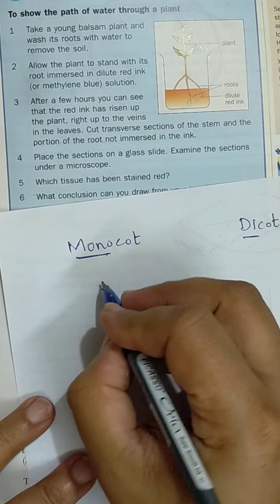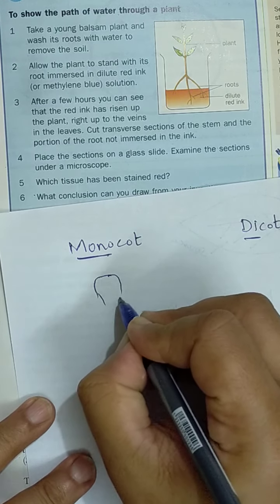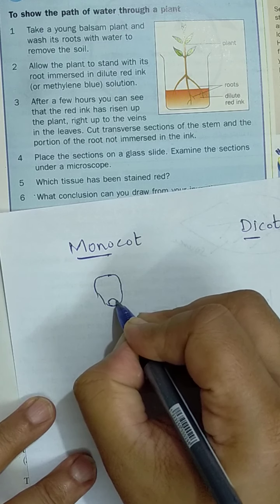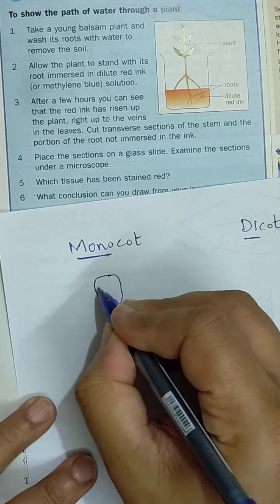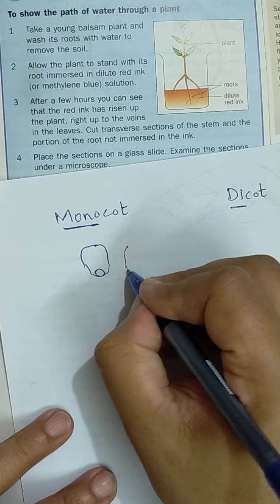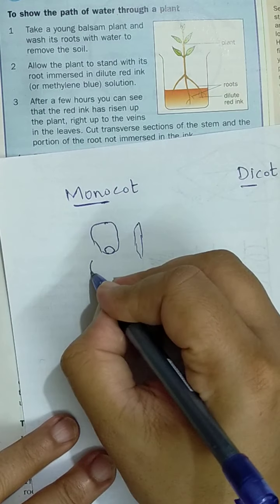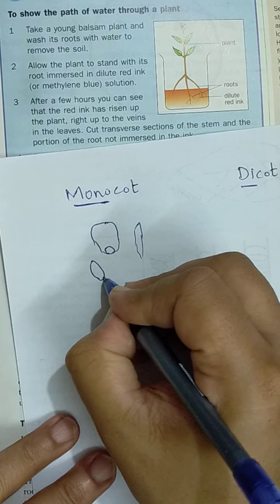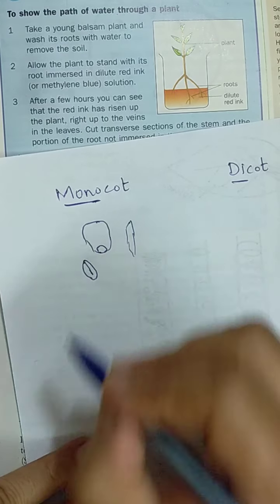So you have observed the corn seed. It consists of just one single cotyledon, so it is called monocot. In the same way you have observed rice, it is also monocot. You have observed wheat, it is also consisting of one single cotyledon.